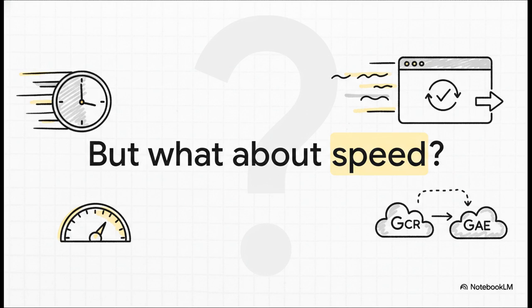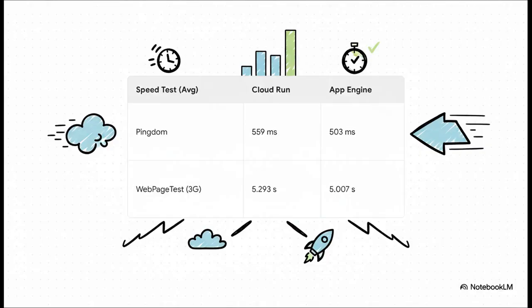So, the next big question is, how did these two stack up when it came to pure speed? Okay, so across a few different speed tests, a pretty clear pattern started to show up. App Engine was consistently faster, not by a huge amount, but it was there. In the Pingdom test, it was about 56 milliseconds quicker. In another test over a simulated 3G connection, it was also a little bit ahead. The difference isn't massive, but it's definitely real.